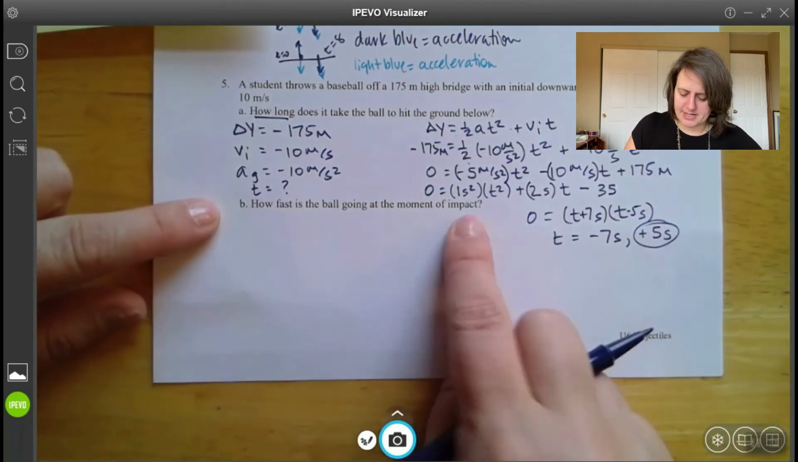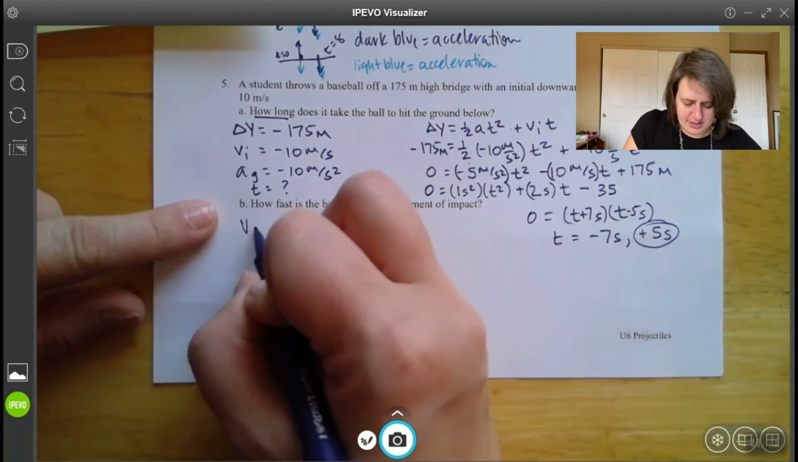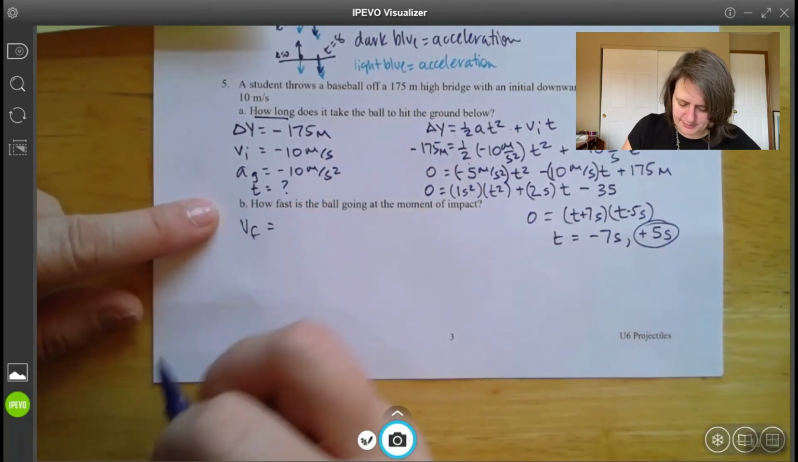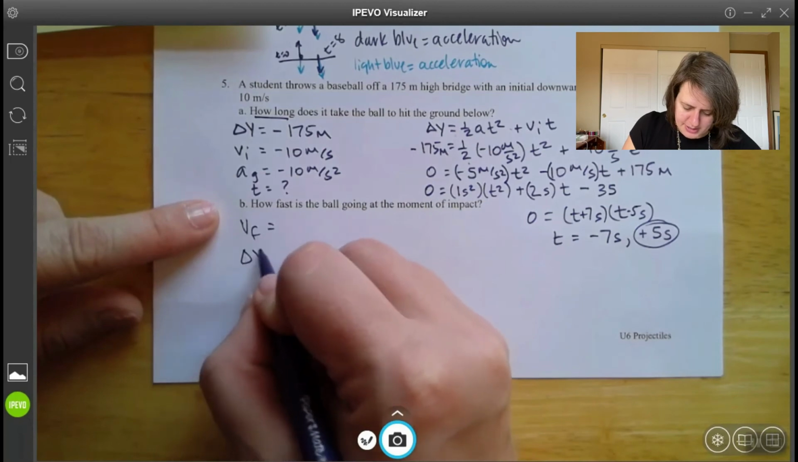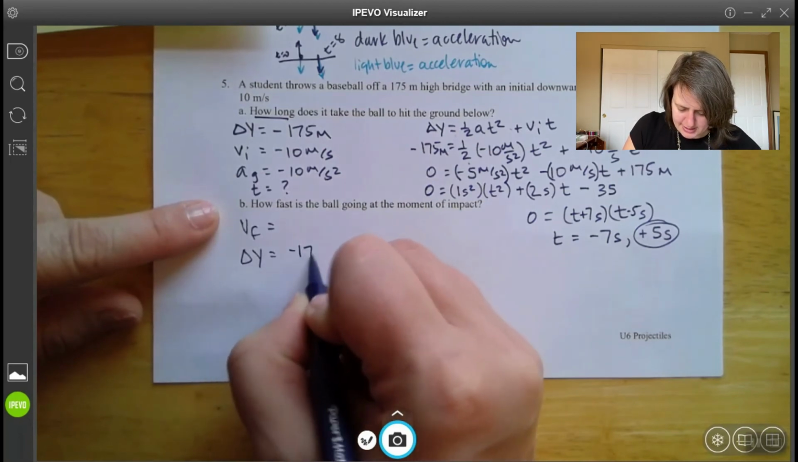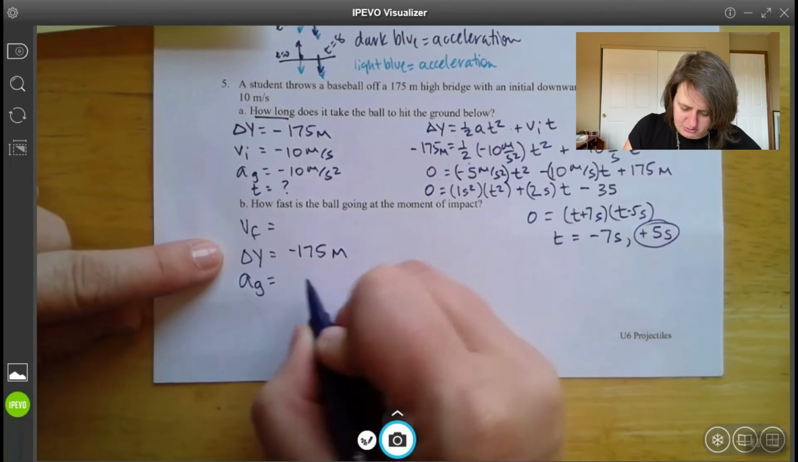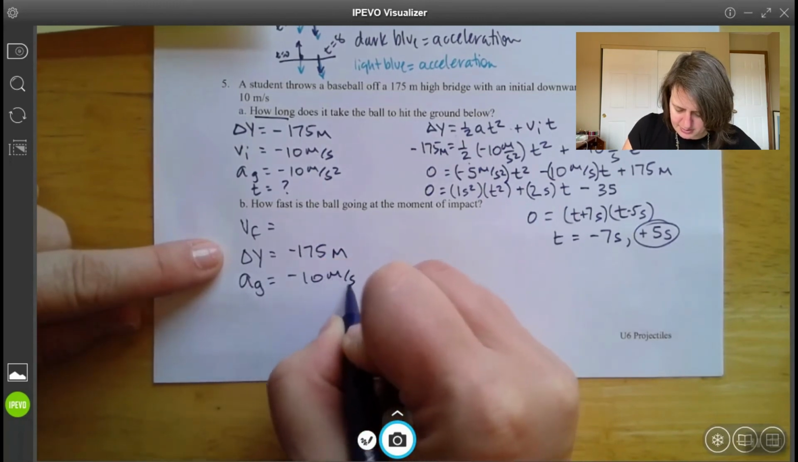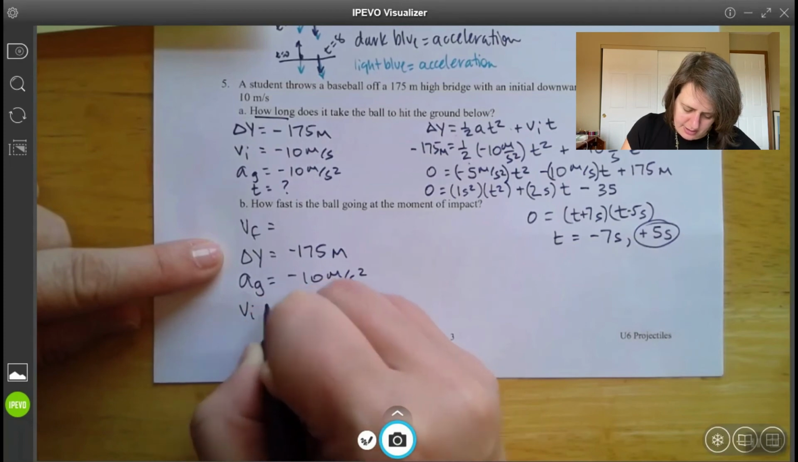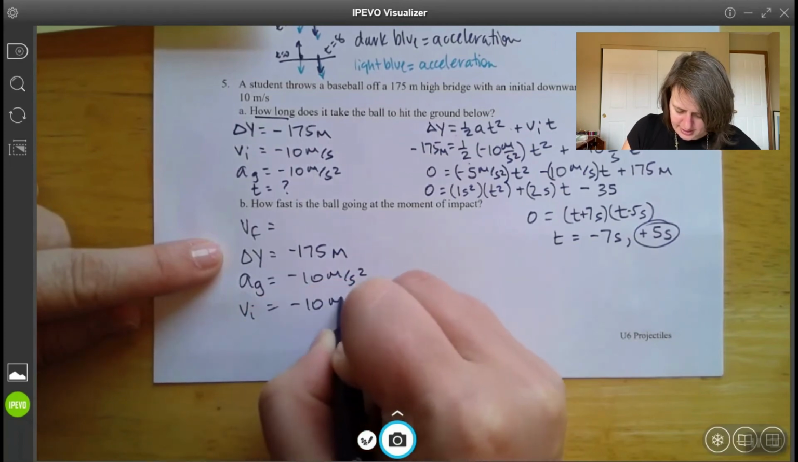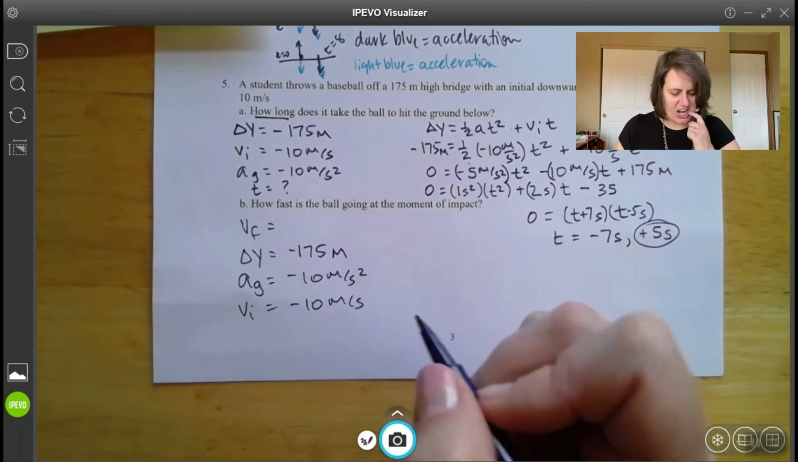All right, and how fast is the ball going at the moment of impact? So here we're trying to find a final velocity. We know that the vertical displacement is minus 175 meters. We know that acceleration due to gravity is minus 10 meters per second squared. And we know that our initial velocity is minus 10 meters per second.